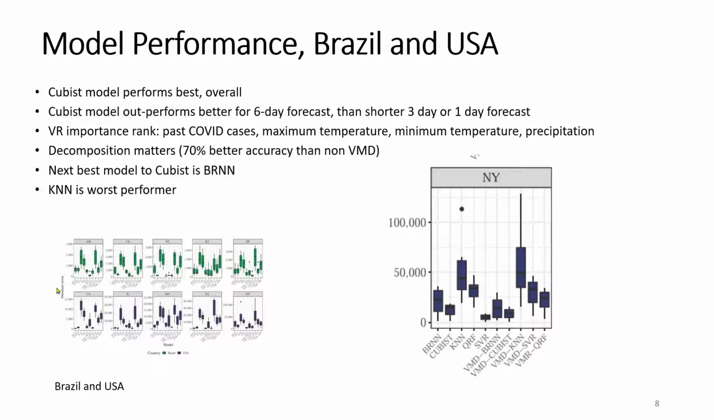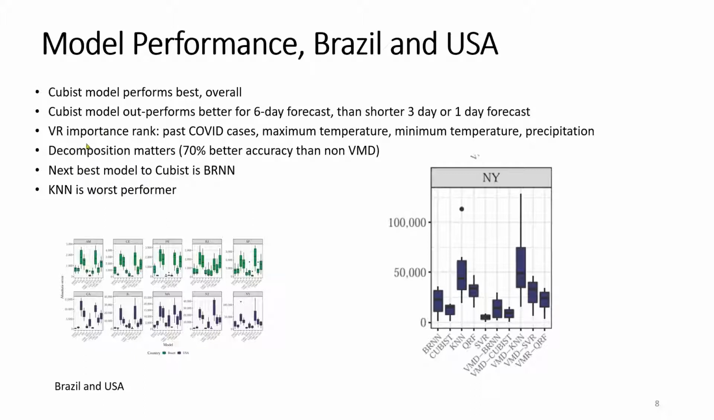Overall, they plotted these box plots for all these models. Remember that there are 5 states within each country, and the upper panel represents Brazil, and the bottom represents USA. And so that's with the decomposed and the non-decomposed. So on each of the plots, there are 10 of these models. Among all, the QBIST model performs the best, especially in the 6-day forecast versus shorter forecasts like 3-day and 1-day. QBIST model really outperforms other models.